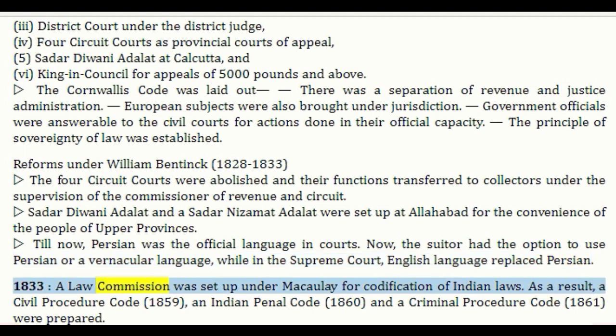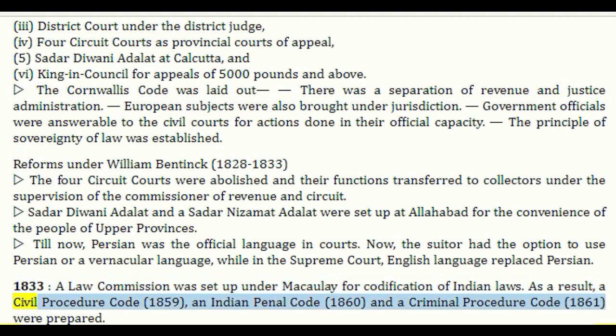1833: A law commission was set up under Macaulay for codification of Indian laws. As a result, a Civil Procedure Code, 1859, an Indian Penal Code, 1860, and a Criminal Procedure Code, 1861, were prepared.